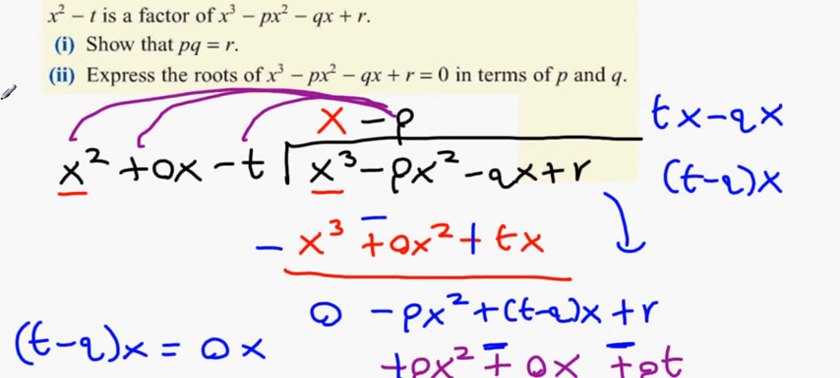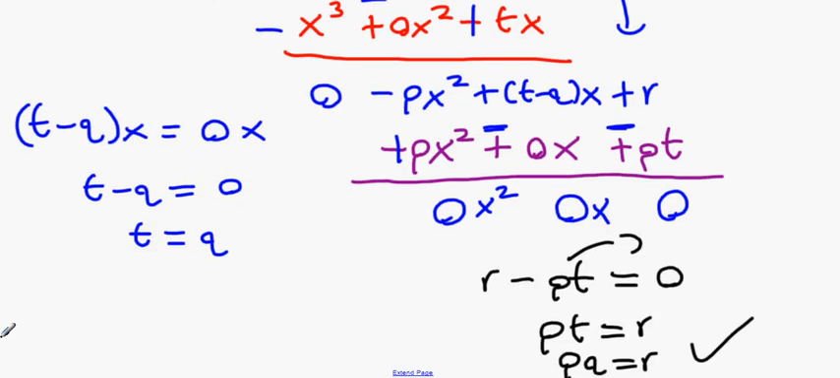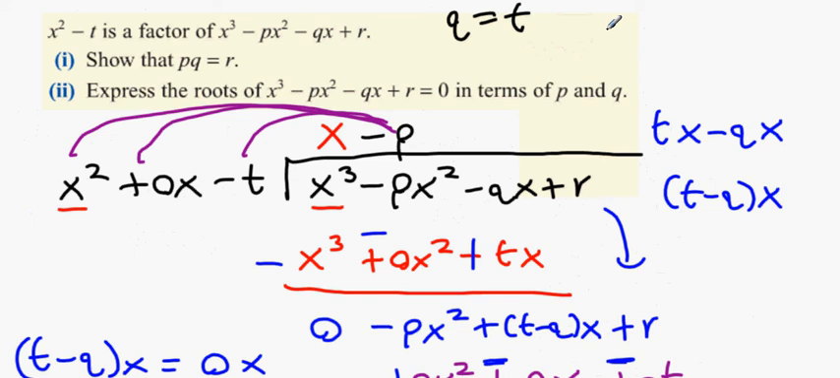Okay. Now, it goes, express the roots of x cubed minus px squared minus qx plus r in terms of p and q. Well, we're just going to write down what we know already. We know that q equals t. We know that pq equals r. And that's all we really need to know, okay?